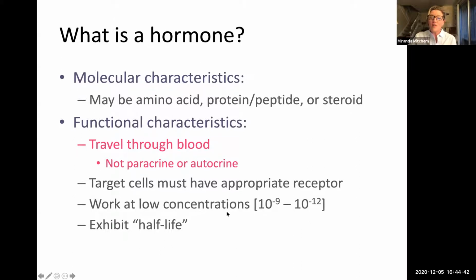The reason they are able to work effectively at such low concentrations is because they target a cell specifically by binding to the right receptor. Now, hormones do have a half-life, and a half-life is the time for half of the molecule to decay or be broken down. So we do have different mechanisms that are at play that lead to the half-life or break down the hormone.